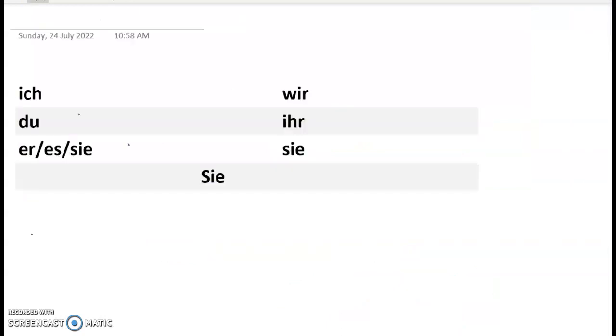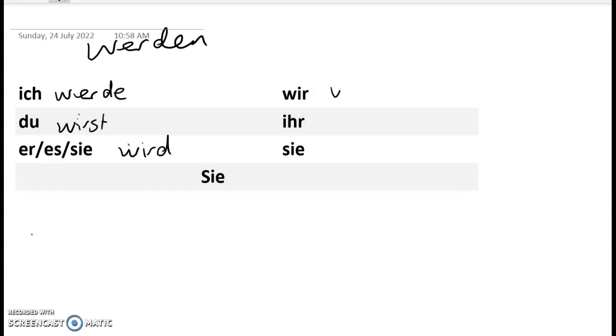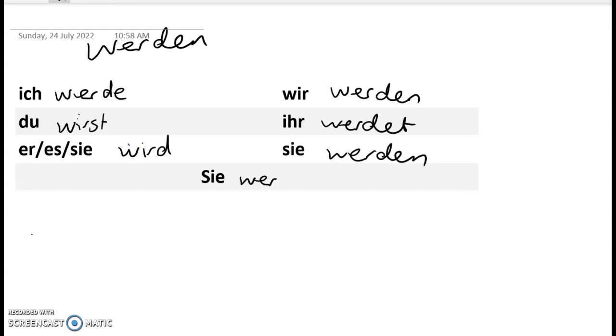So let's first of all just whiz through how we are going to form werden. And you will have seen this in German that we've read already. So this should feel reasonably familiar. Ich werde, du wirst, es oder sie wird, wir werden, ihr werdet, sie werden, and sie werden. And you have to know that, right? So this is one of those verbs that you just have to learn.